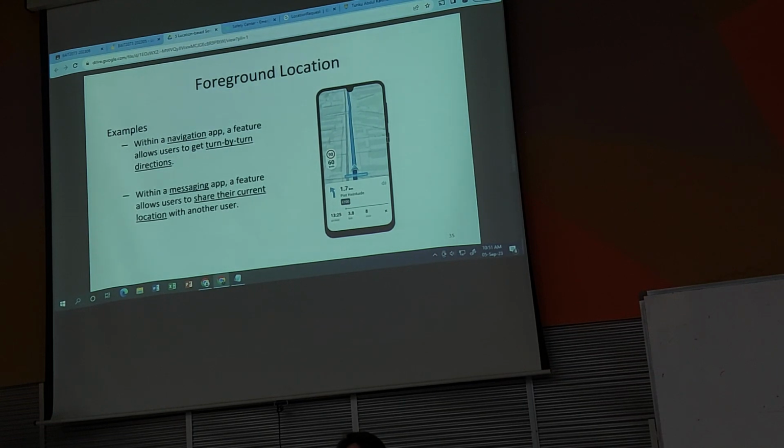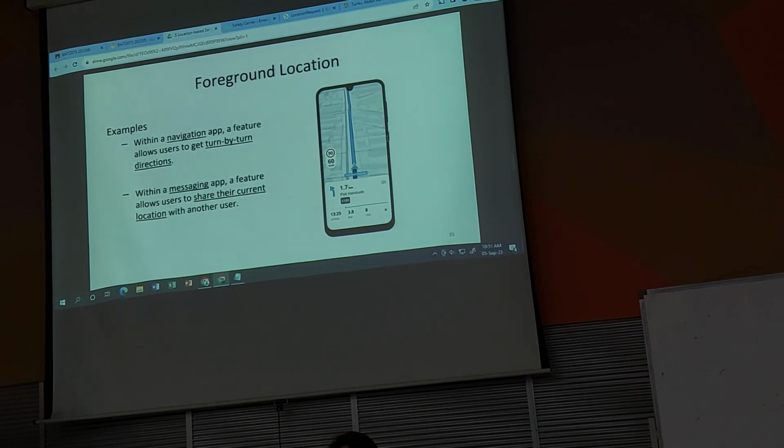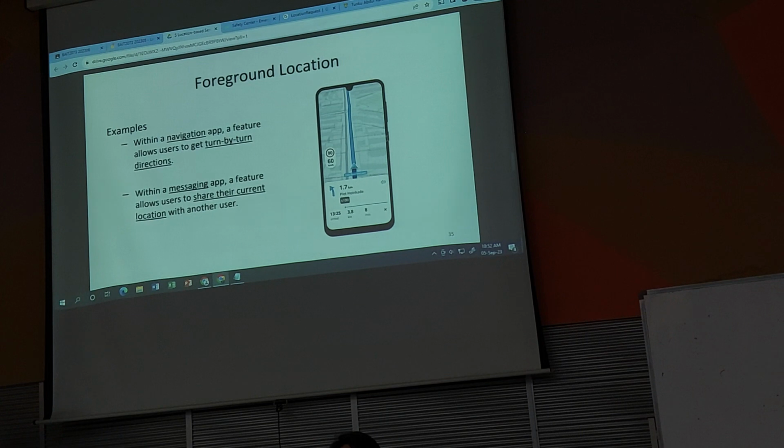So when are we going to use foreground location? These are the examples. When we use a navigation app, this feature allows users to get turn-by-turn directions. That's why we need foreground location. And within a messaging app, the feature allows users to share their current location as well. So this is also called foreground location. How about background?